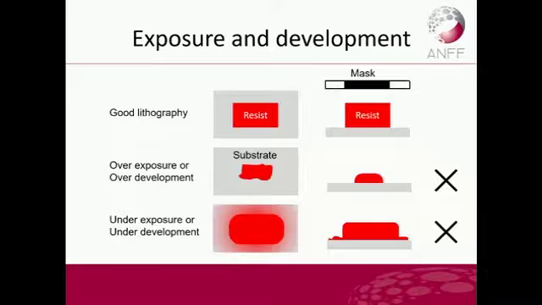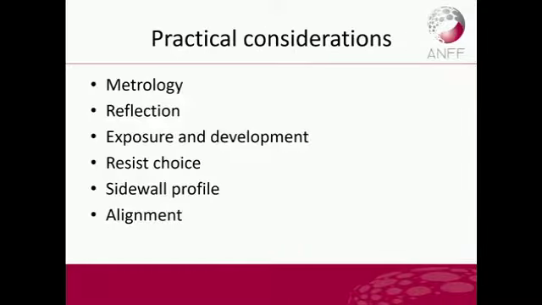On the other hand, if you underexpose it or underdevelop it, you're going to get another profile, where you're going to have resist residue on the pattern. Here we only talk about the positive resist. So you're going to have resist residue at the bottom. You're going to have a much bigger area. So that means your process is not optimized.